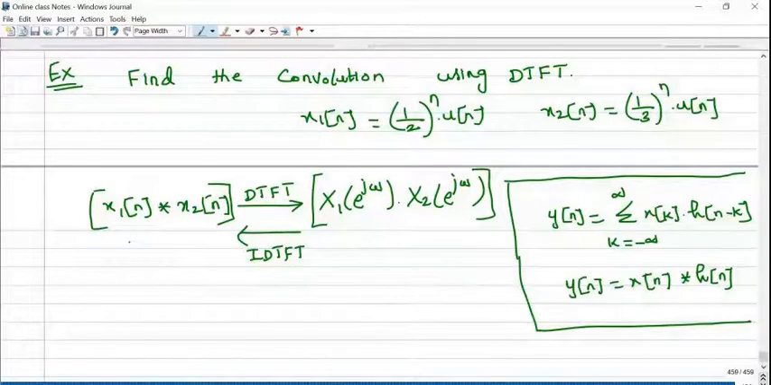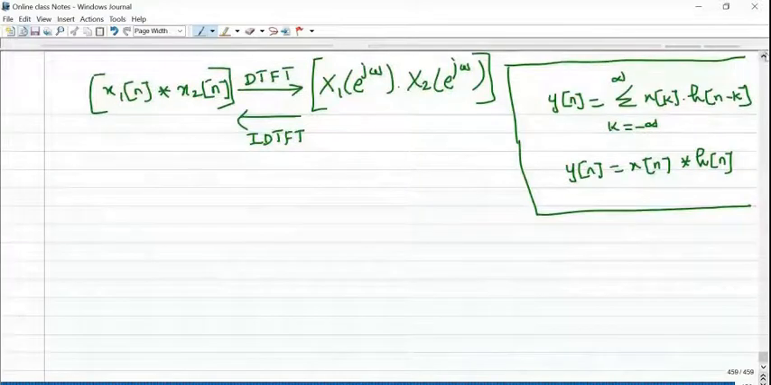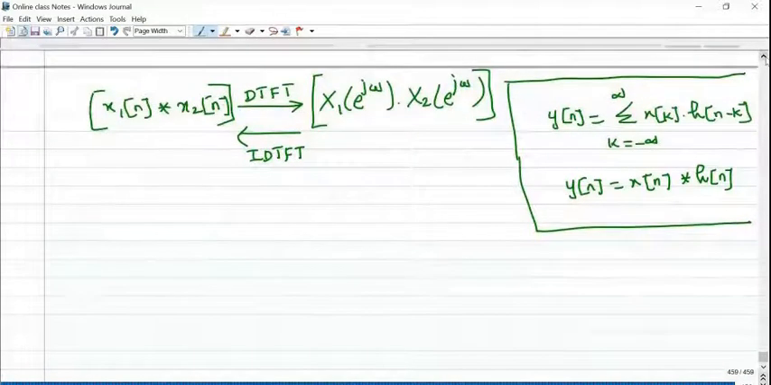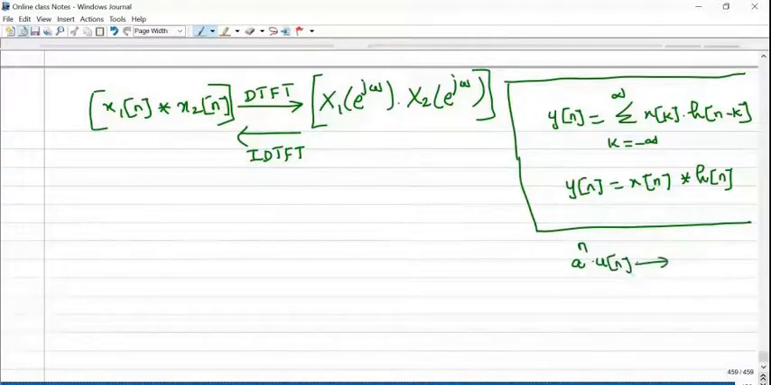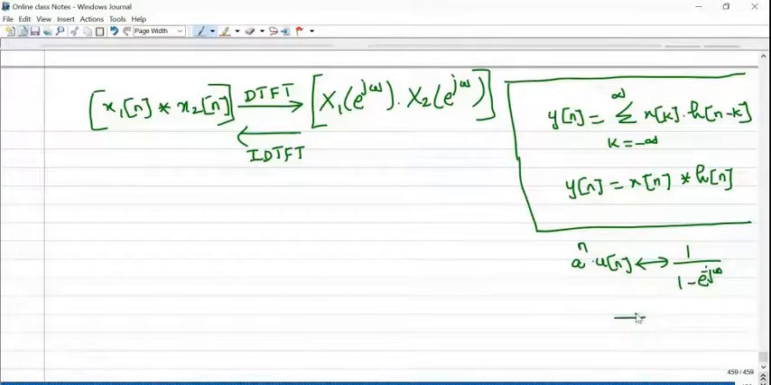Okay, a very simple formula only we are going to use, that is the a power n u of n formula, the fundamental formula. What is the result? a power n u of n, the DTFT result is 1 divided by 1 minus e power minus j omega, or otherwise we can write it by multiplying e power j omega on both sides, numerator and denominator.